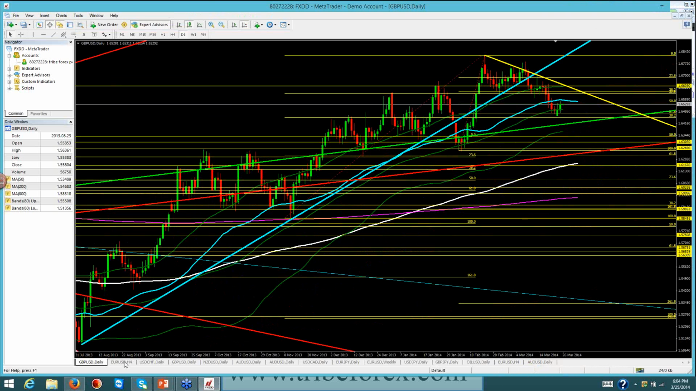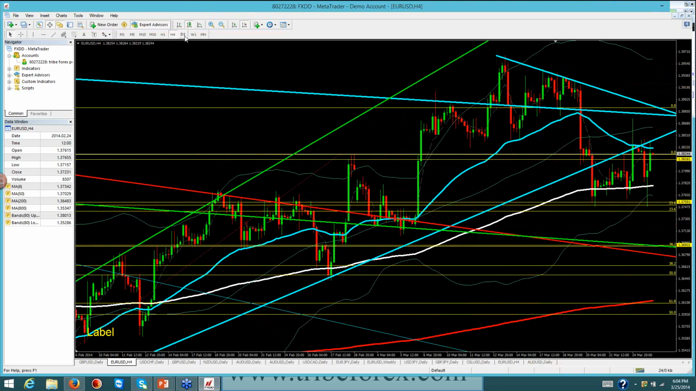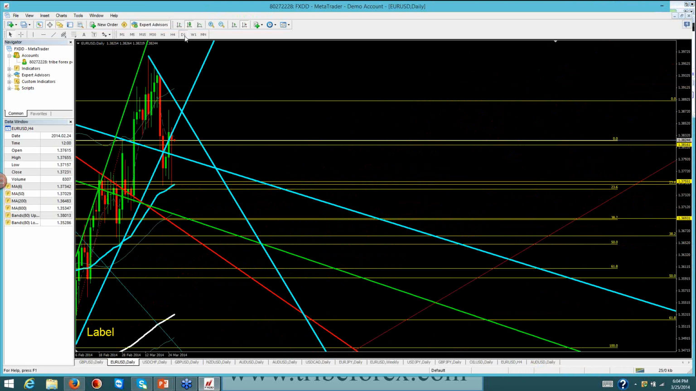All right, euro dollar 4 hour. Actually, let's take a look at the daily. So here, guys, we had this massive sell bias from the euro dollar. Price did move down because we were in consolidation. We were at the top of the consolidation and we were looking for a sell. We did get a sell off. Price moved all the way down to 137.50 where we thought it would, and it actually went back up.